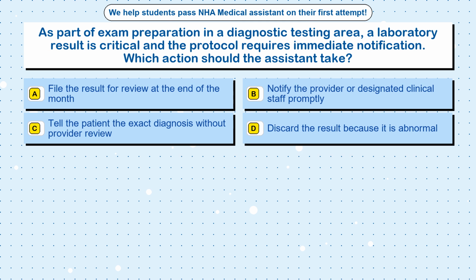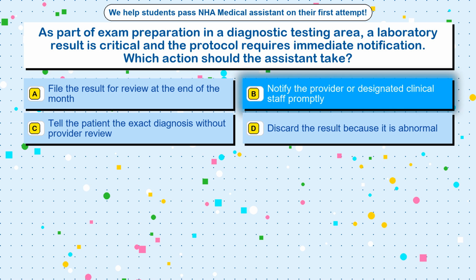Question 100. As part of exam preparation in a diagnostic testing area, a laboratory result is critical and the protocol requires immediate notification. Which action should the assistant take? Option A. File the result for review at the end of the month. Option B. Notify the provider or designated clinical staff promptly. Option C. Tell the patient the exact diagnosis without provider review. Option D. Discard the result because it is abnormal. The correct answer is option B.